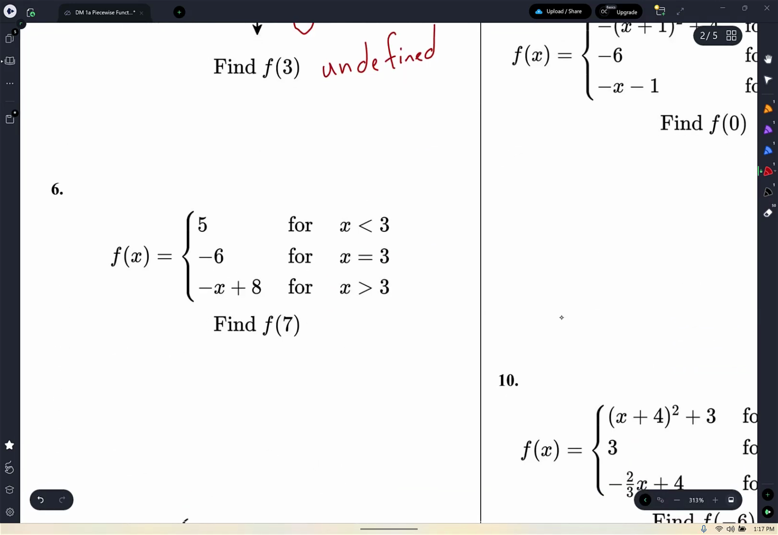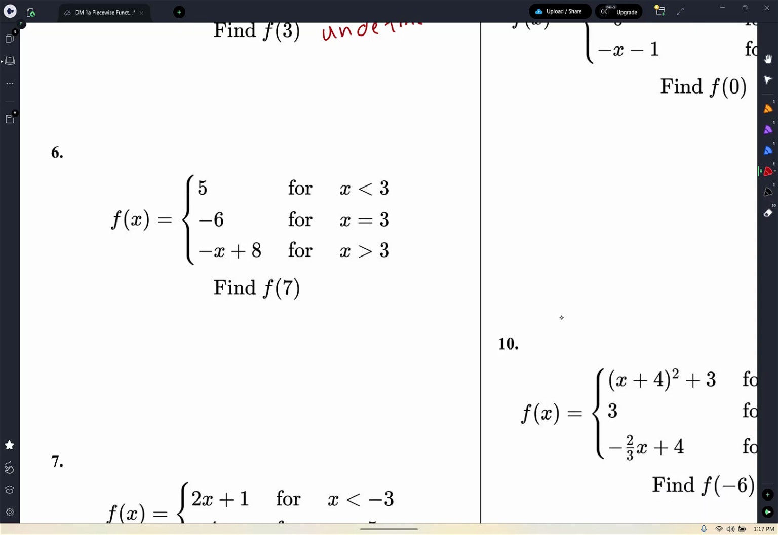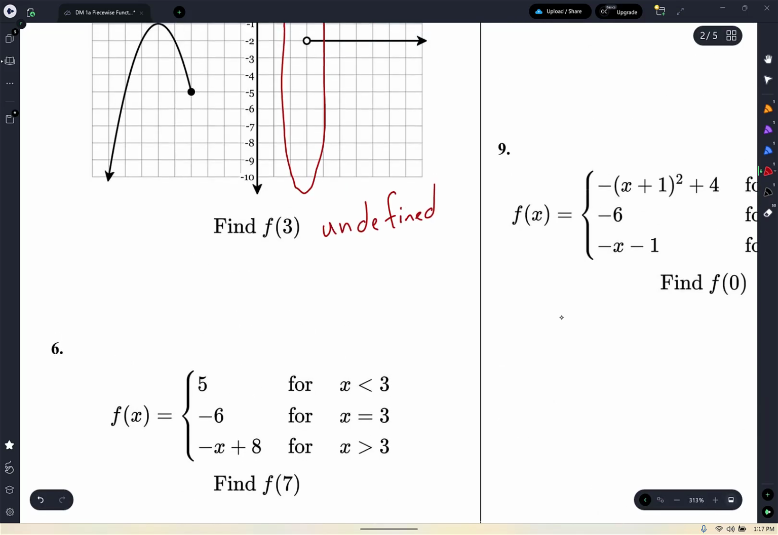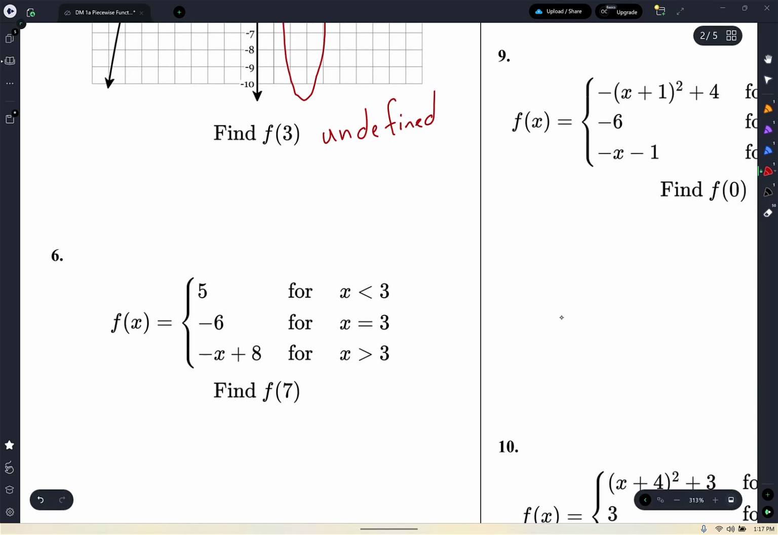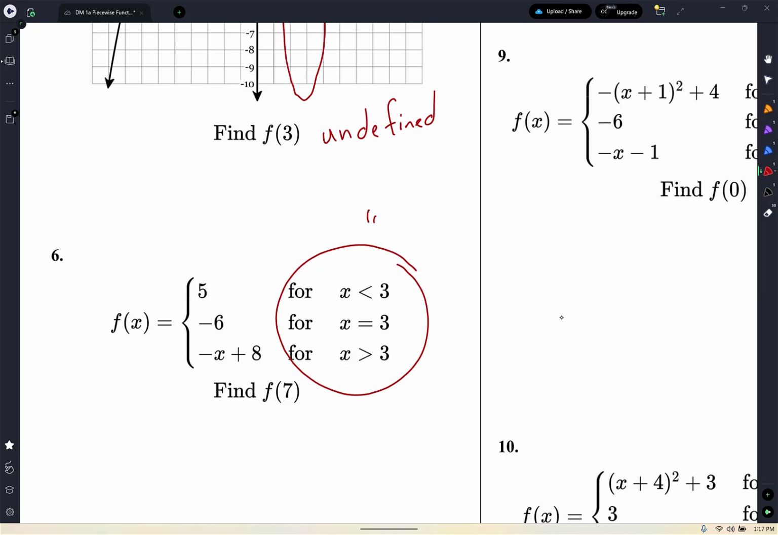Perfect. Look at number 6. Number 6, how's number 6 related to number 5? All these graphs are called piecewise functions because they're in pieces. Sometimes they call this a restriction. So I'm going to put restriction in quotes. So all this means is when x is less than 3, the output is always 5. When x equals 3, the output is negative 6.